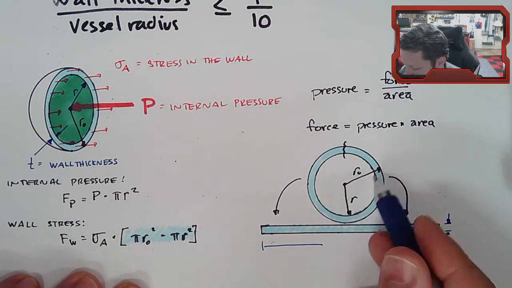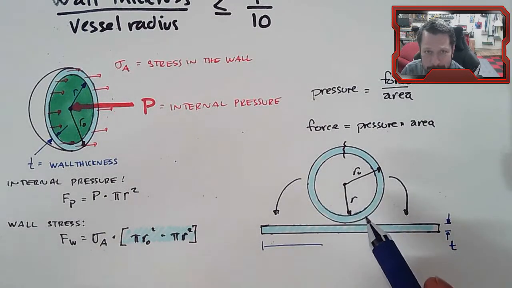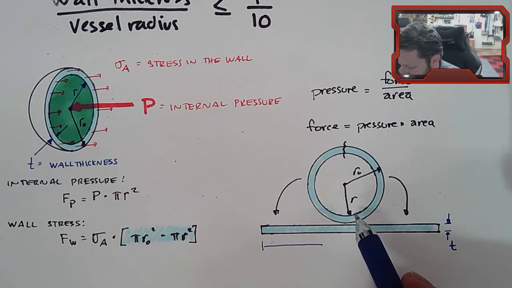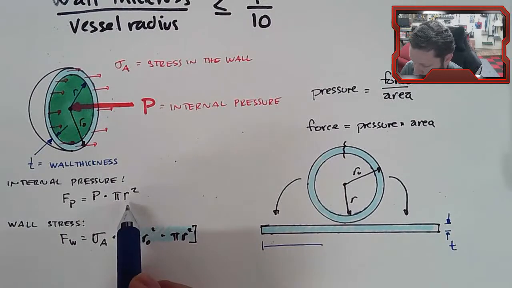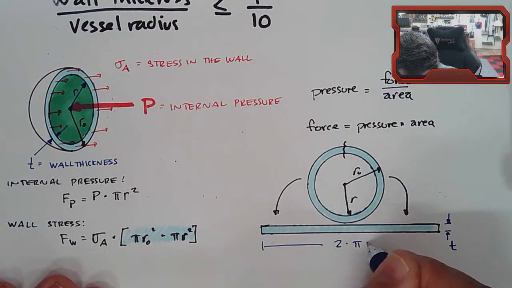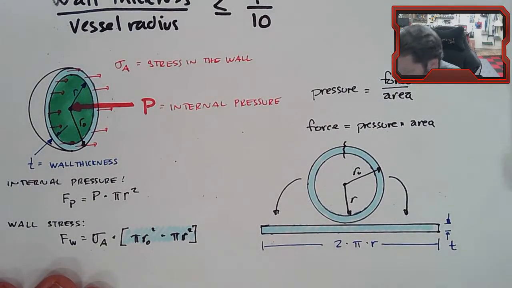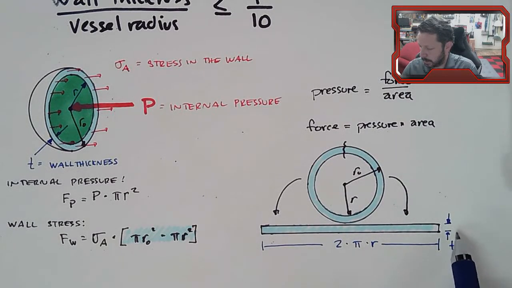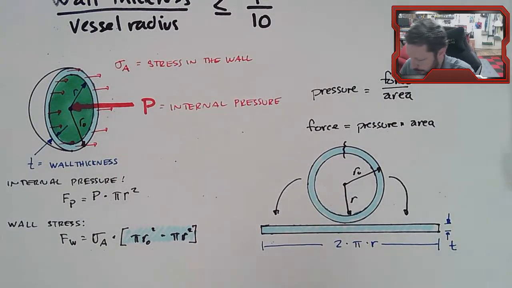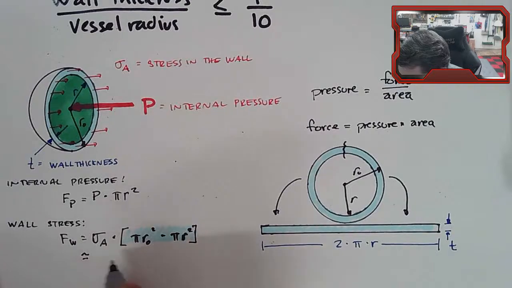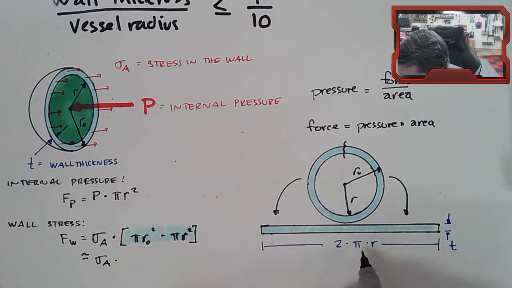We could use the outer radius or the inner radius to create that circumference, or we could average them together and create this average line. We're just going to use the inner one mainly because we use the inner one in this calculation. So the circumference would be 2 times pi times r. So now the area of this rectangle is 2 pi r times t. So base times height is all it is. So we'll change our equation over here to say that the force in the wall is pretty much equal to sigma A times 2 pi r t.